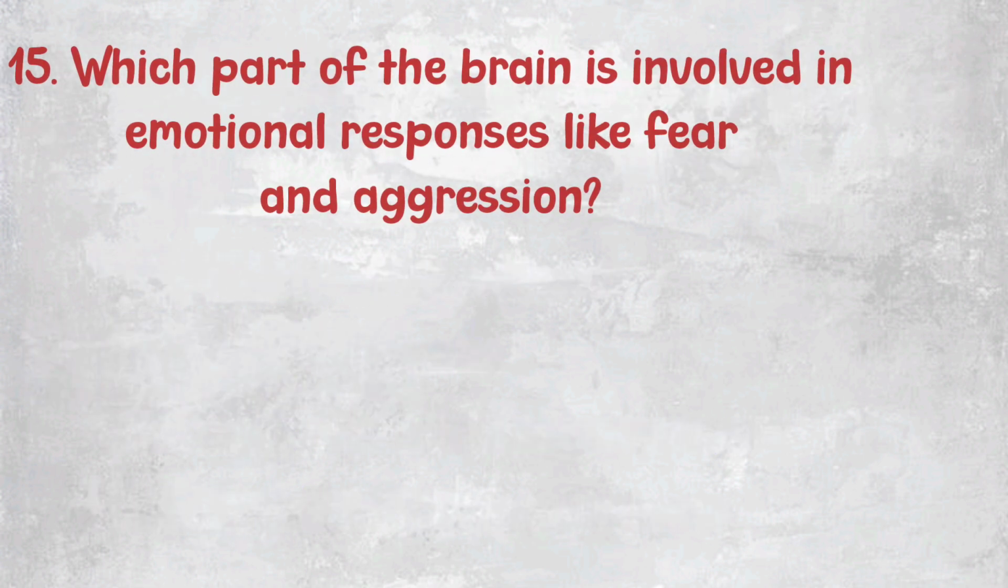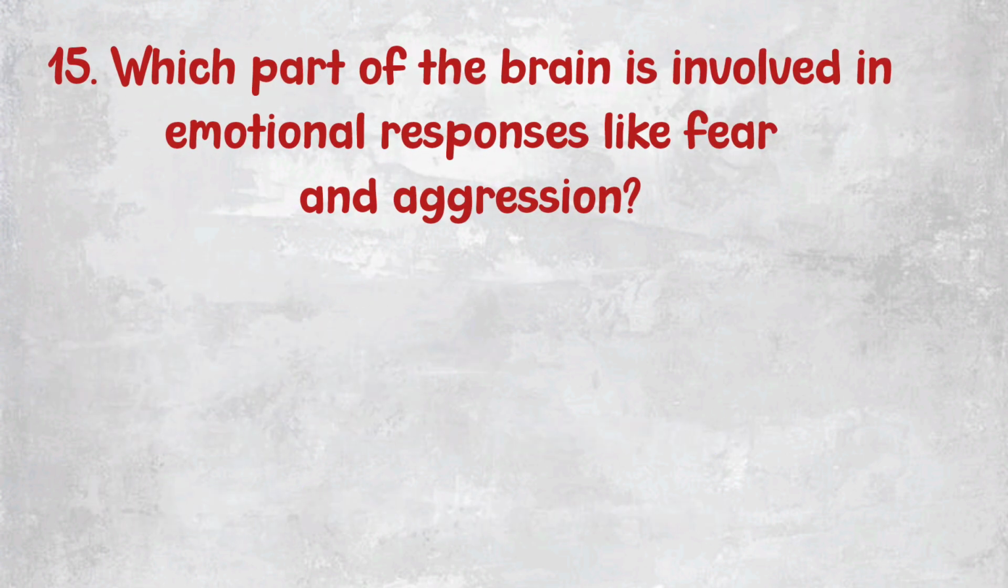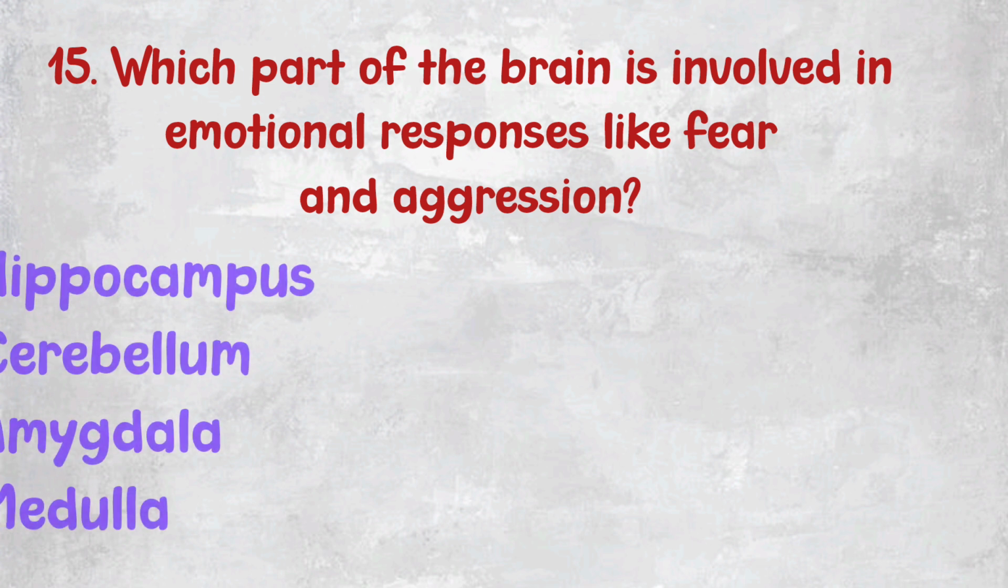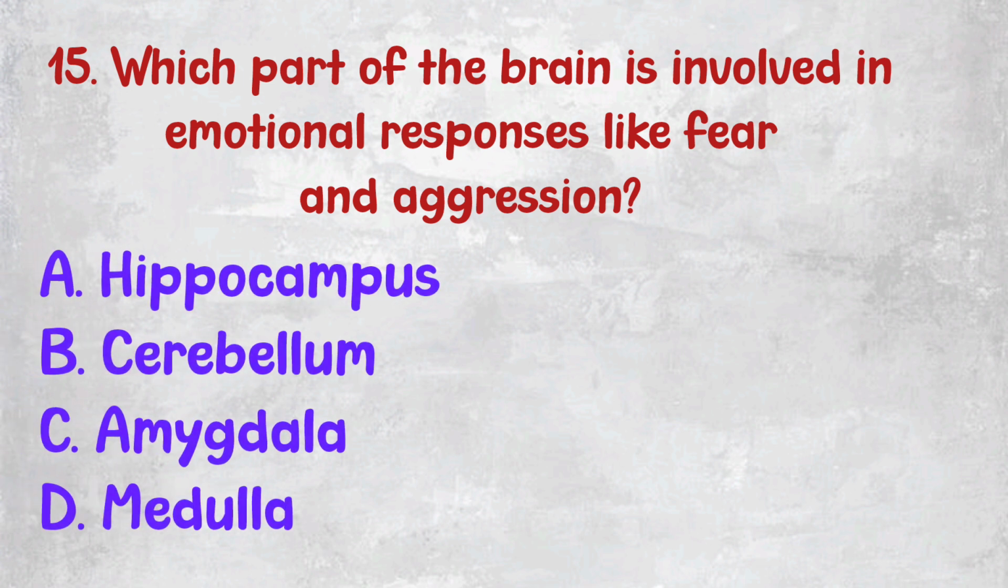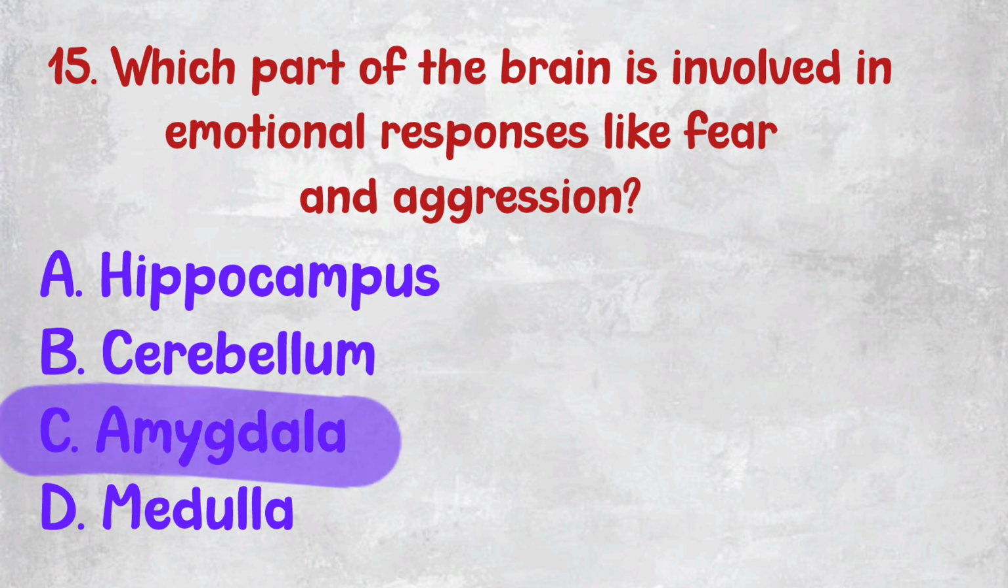Question number 15. Which part of the brain is involved in emotional responses like fear and aggression? We have A, the hippocampus, B, the cerebellum, C, the amygdala, and D, the medulla. Our answer is C, the amygdala. The amygdala is part of the limbic system, and it is key in producing emotions, especially fear and anger.